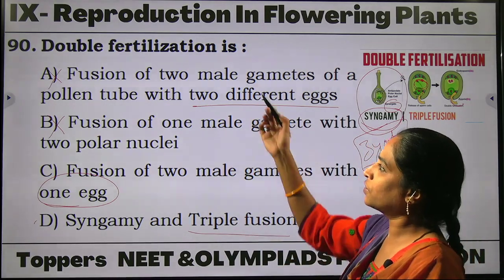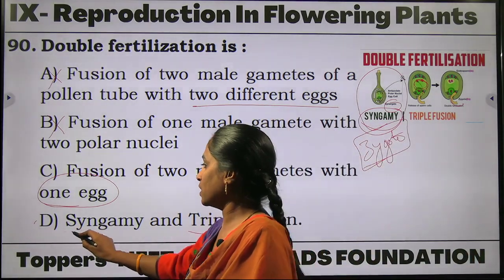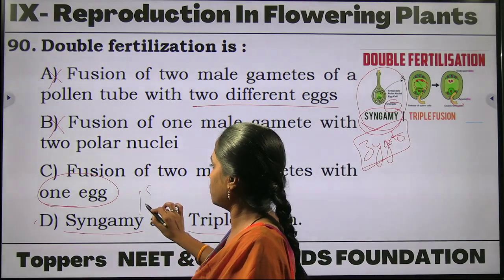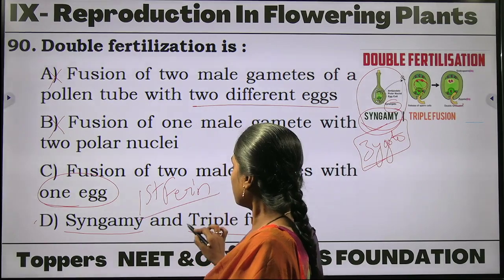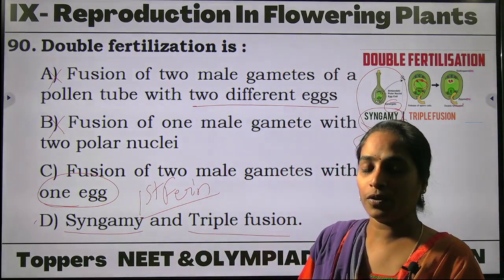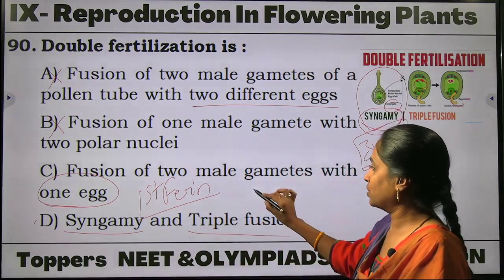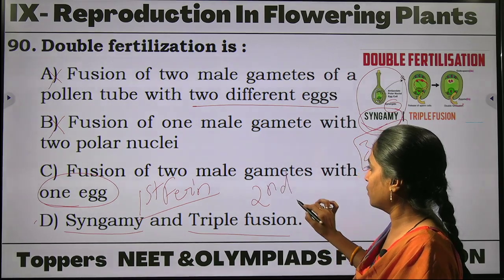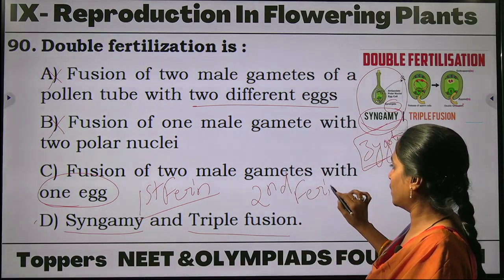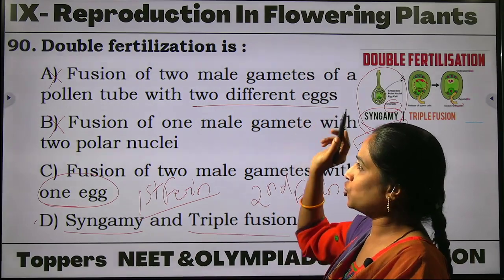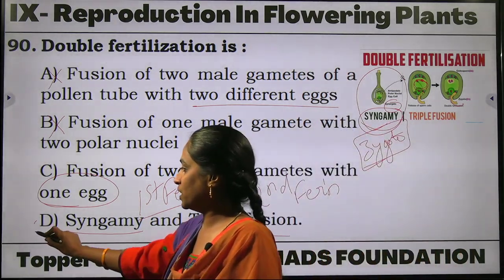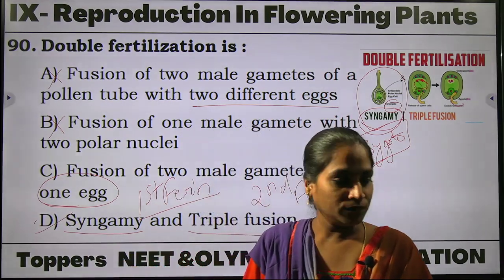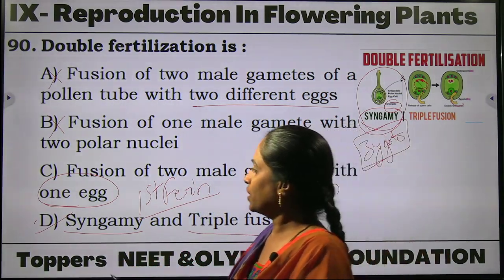So what is double fertilization? One is the syngamy process, which is done in the first fertilization, and one more fusion is the triple fusion. This is the second fertilization. So by this we can conclude, yes, in the angiosperms we can observe double fertilization. Option D will be the correct one, right? Next, coming to next question.